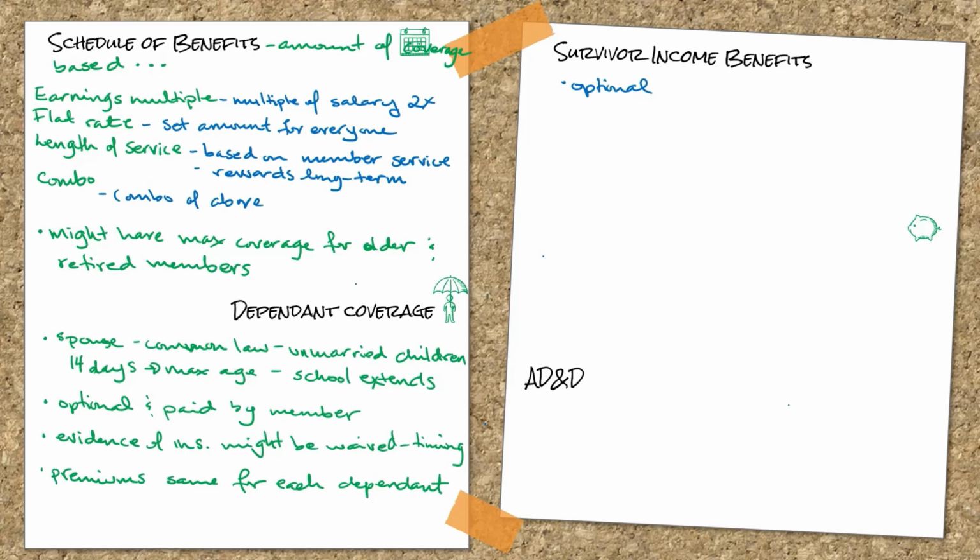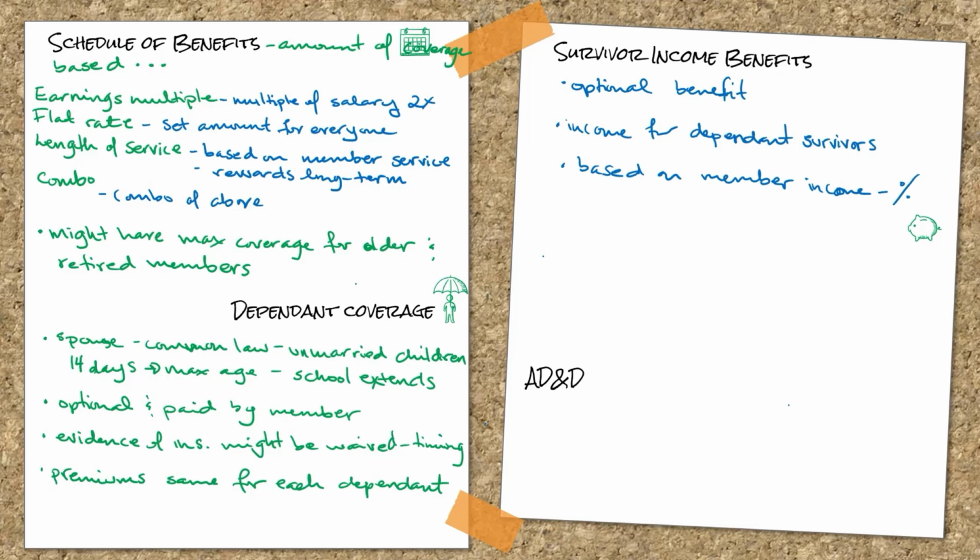There are also survivor income benefits. This is an optional benefit, and it's income for the dependent survivor. So if the member passes away, it will be income for that surviving dependent. It's based on the member's income, usually a percentage of their income.